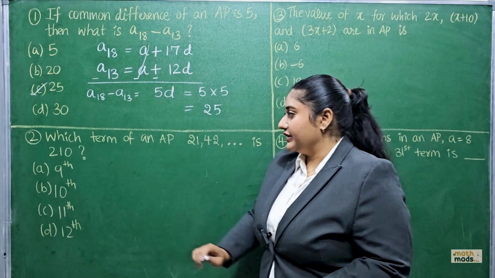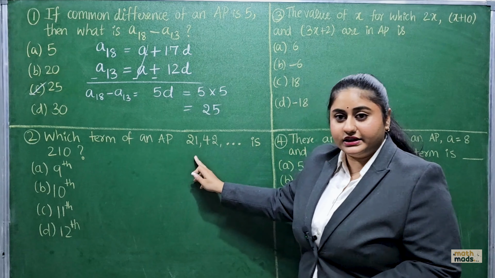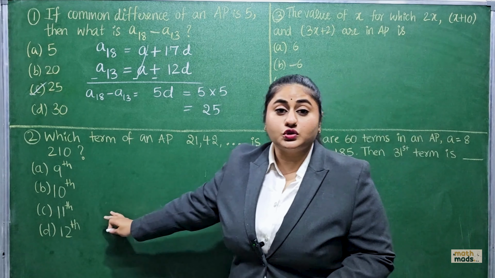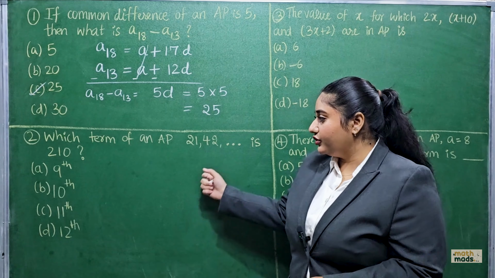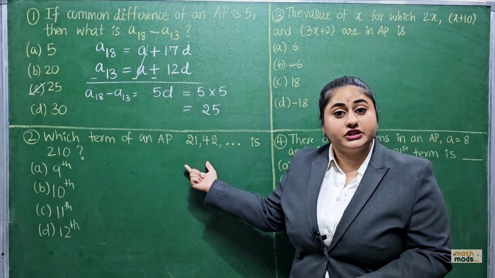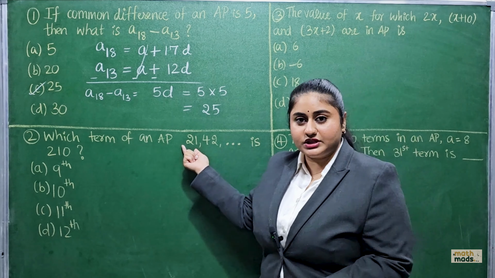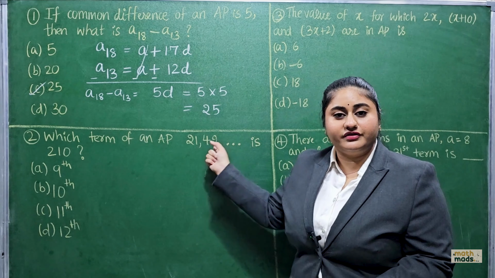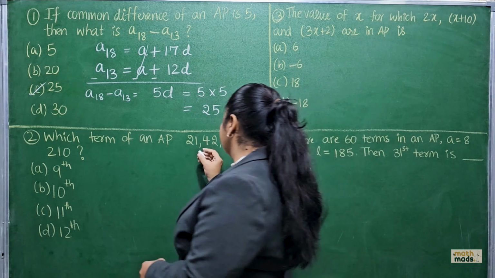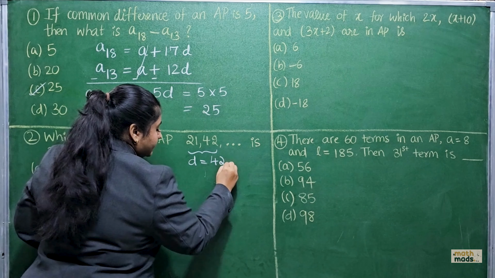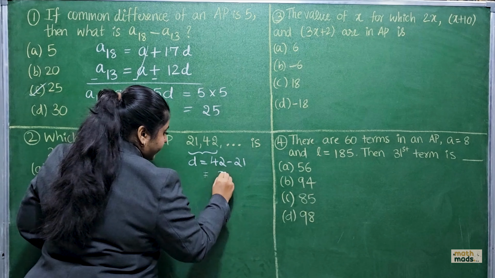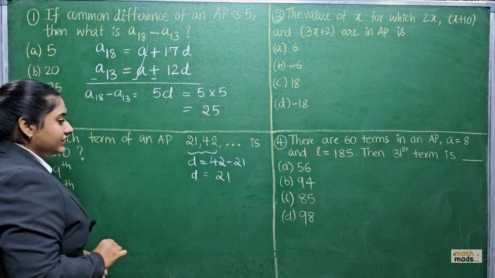Now let's look at the second question. Which term of an AP 21, 42, and so on is 210? Here also you have to apply the same formula, but before applying, you have to figure out what the common difference is. Since the first term is 21 and the second term is 42, if I take the difference of these two, I get the common difference d is equal to 42 minus 21, which is 21. That is my common difference.